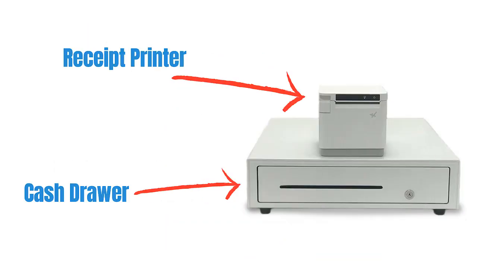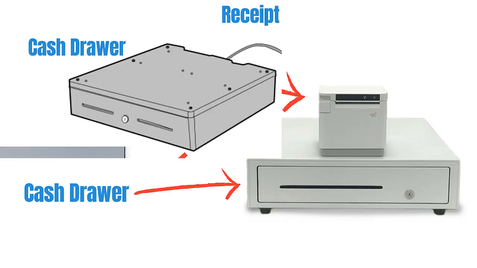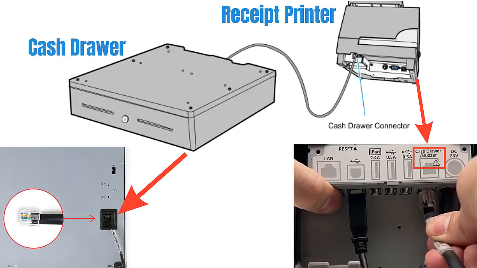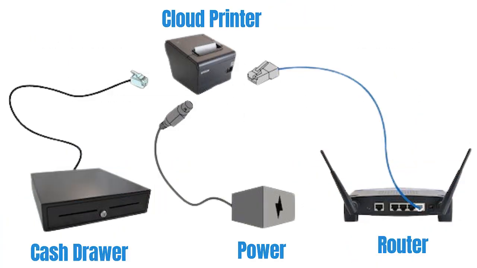If you will be using a cash drawer in conjunction with your receipt printer, go ahead and connect the cash drawer to the receipt printer as shown here. With the cloud printer hardware now ready, the next step will be to update the settings on the cloud printer to enable the cloud print capability.